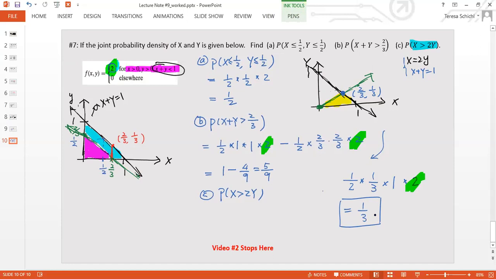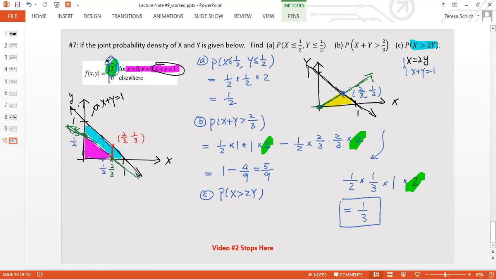For problem number 7, they tell us a different way. It's like looking for the area under the curve for one variable. For two random variables, that means a double integration, and double integration basically finds the volume. To find the volume, you need a base area times the height. The base area is the yellow triangle, the blue and purple things, and the height is the value of your PDF.